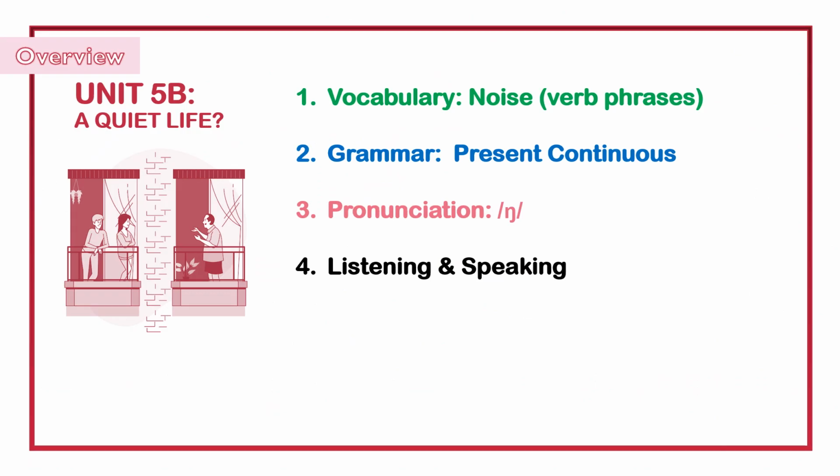Alright guys, so today we have Unit 5B, A Quiet Life, and we're going to talk about our neighbors. So we have 4 sections today: vocabulary, about noise, and also verb phrases. The second part is about grammar, where we learn another tense from English. So we already had simple present, and now we're going to focus on present continuous tense. Then we will have a pronunciation and focus on the sound ing. And finally, we will have a listening and speaking section.